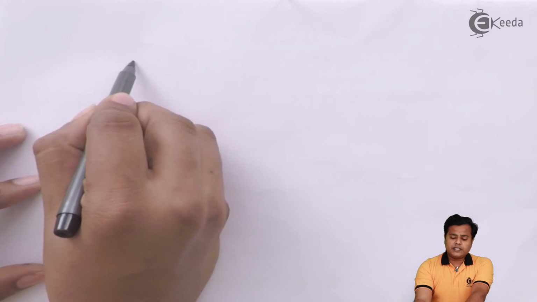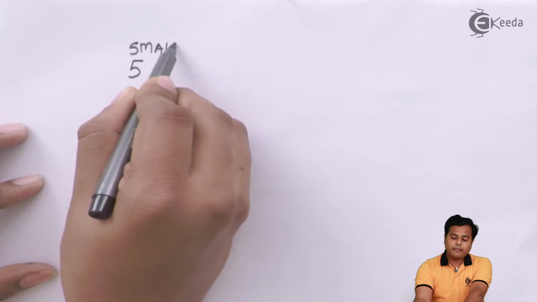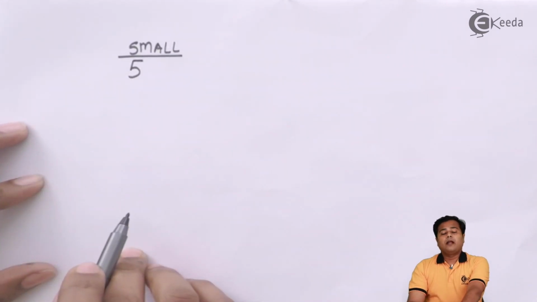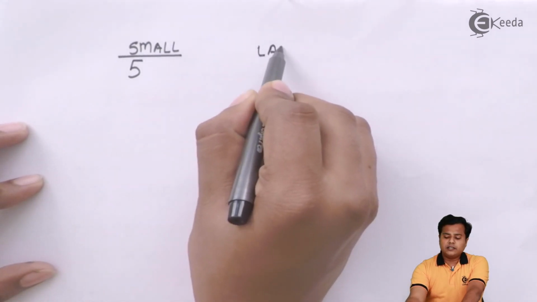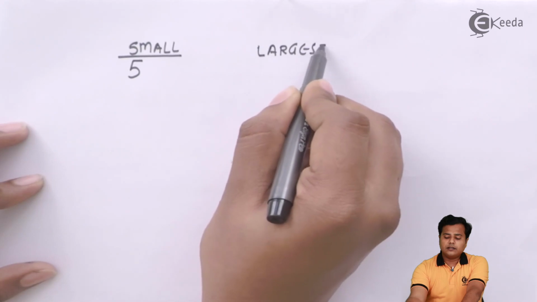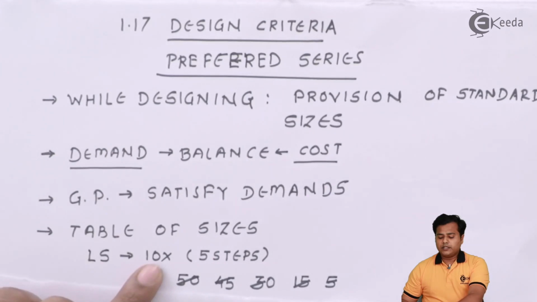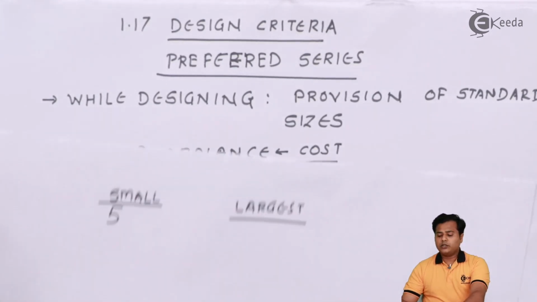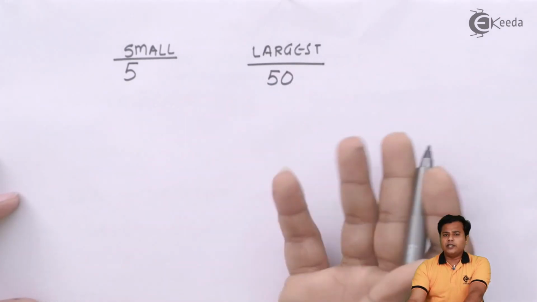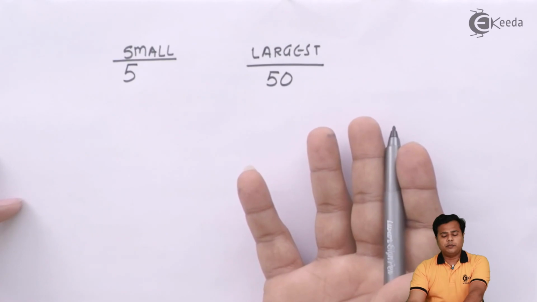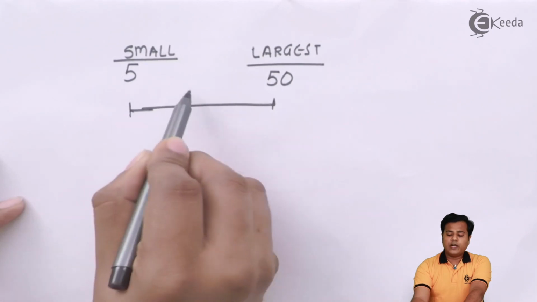Let us say the smallest size is 5. So I'll say it is small. The largest size is 100 times greater. Sorry, I have considered the example of 10 times. Let us not talk about 100 times, but 10 times. So the largest size will be 50. No matter what dimension it is, it can be a dimension, it can be a weight also, depending. We have to divide this particular domain into 5 steps.